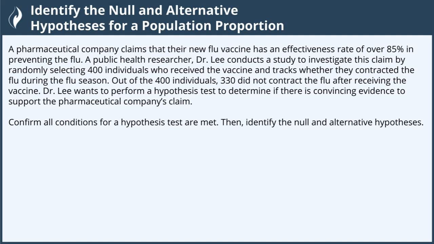Hi everyone. In this video, we will identify the null and alternative hypotheses for a population proportion. A pharmaceutical company claims that their new flu vaccine has an effectiveness rate of over 85% in preventing the flu.